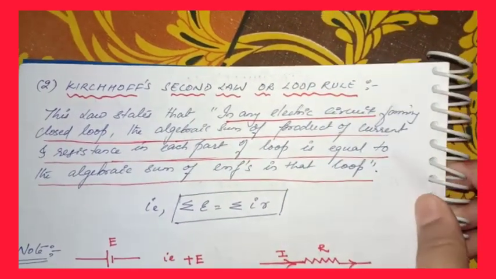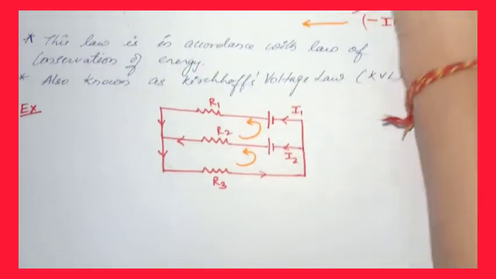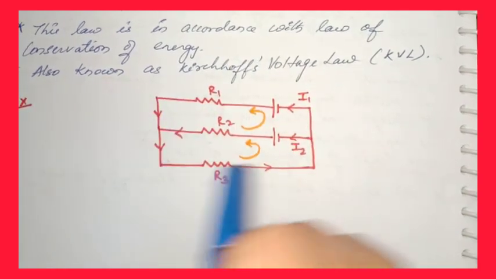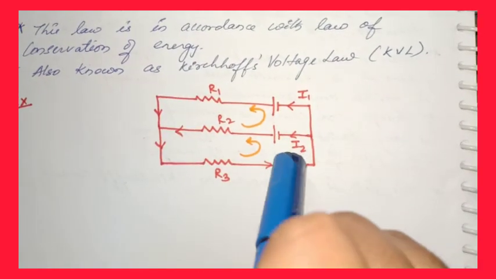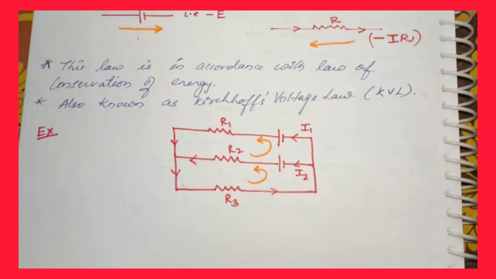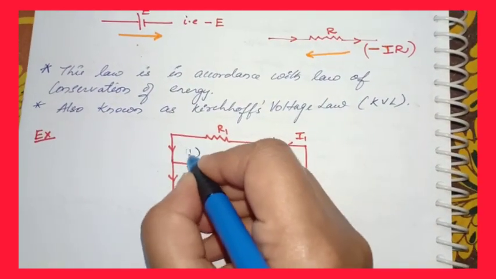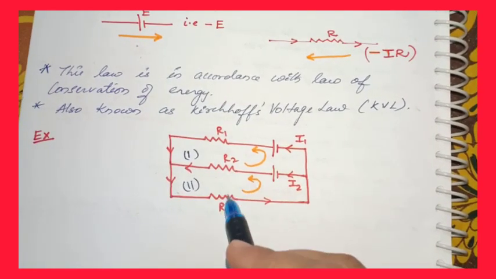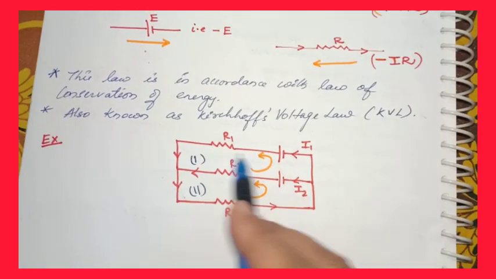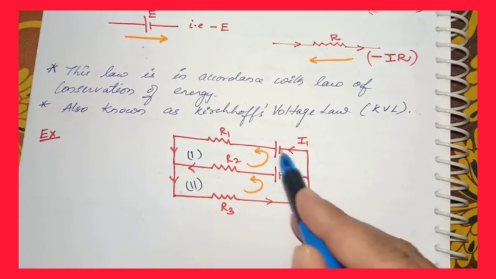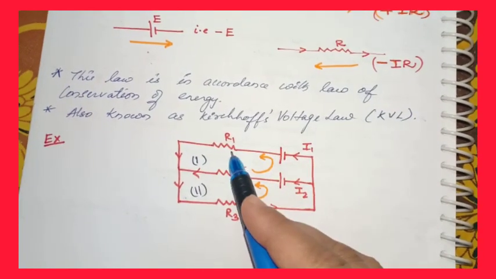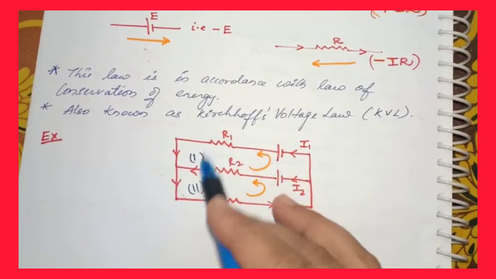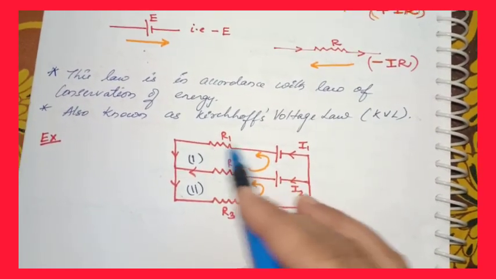So let me take a small example, students, and explain it to you. So here I have taken an example, students. There are two loops here. In this circuit, there are two closed loops. Let me consider this to be loop 1 and this to be loop 2. In both the loops you can see, students, there are cells and there are resistances. So the total EMF due to the cells should be equal to the total product of current and resistance in that loop.